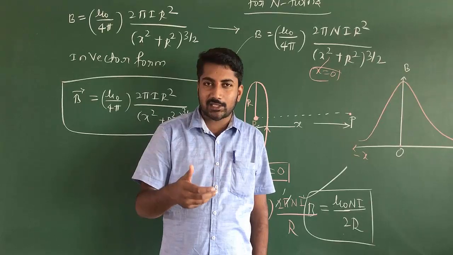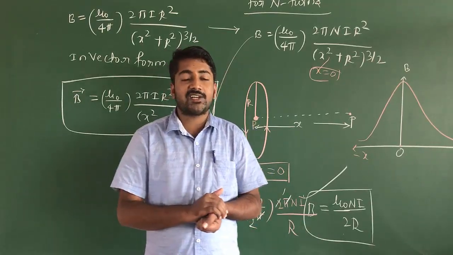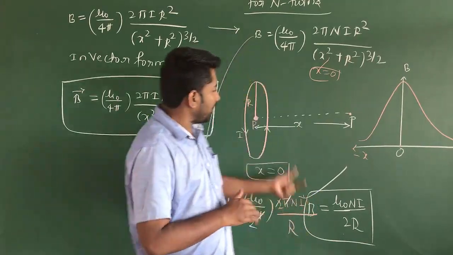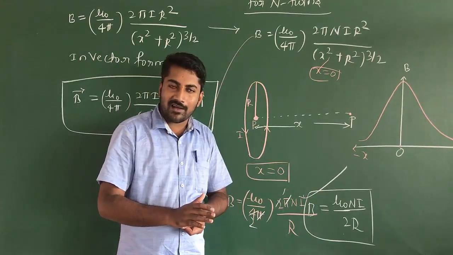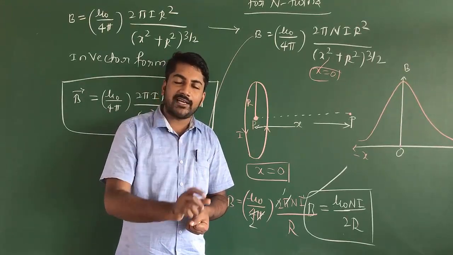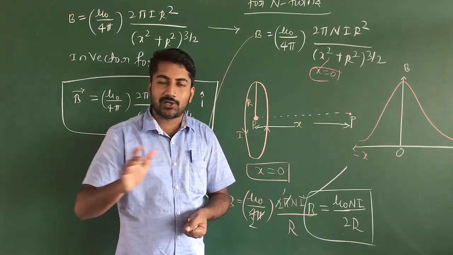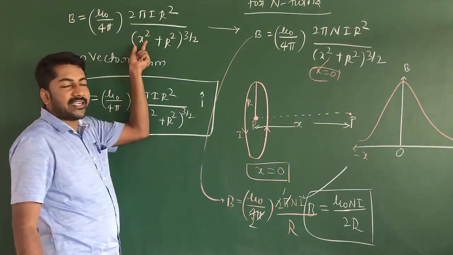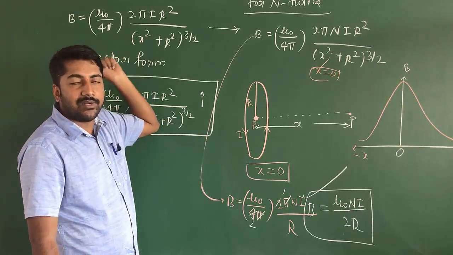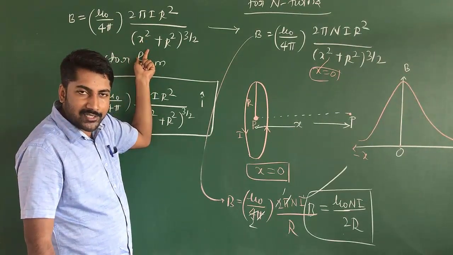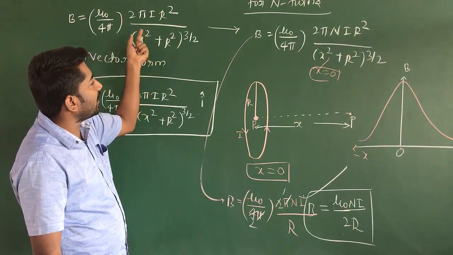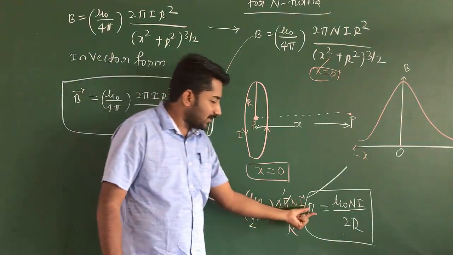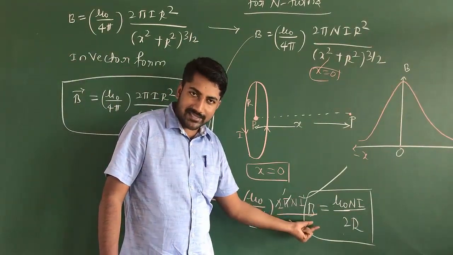Using this right hand thumb rule, now I discuss another concept, Ampere's circuital law and its application. Up to here I discussed Biot-Savart's law, and using that law, the magnetic field due to the current carrying circular loop or circular coil. This is the expression for the magnetic field due to the circular coil. This is for one turn and this is for n turns, in vector form.